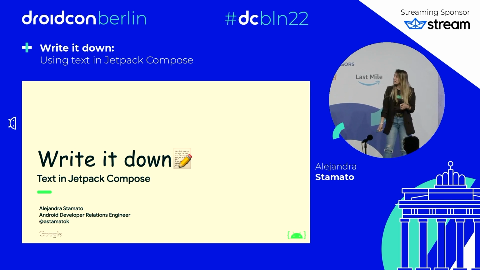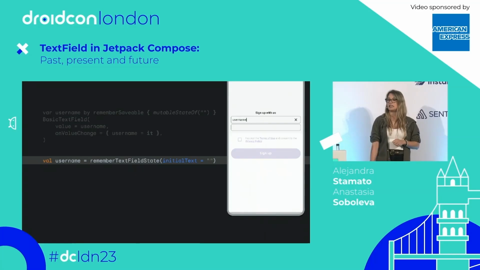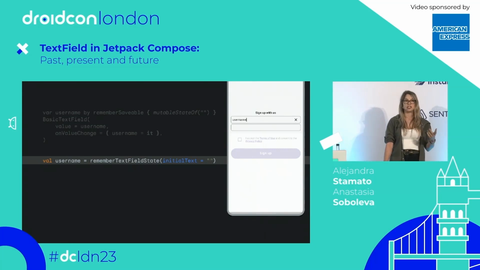I'm Alejandra Stamato, Android Developer Relations engineer at Google, and today we're here to talk about text in Jetpack Compose. It receives an initial text, which is what you show when you first initiate it. In our case, it's empty, and for your convenience, and also an initial selection, which is also empty.